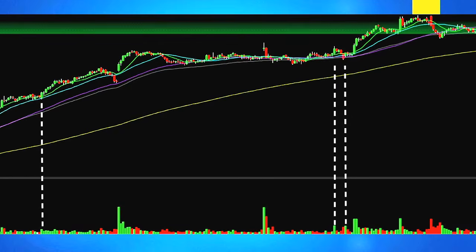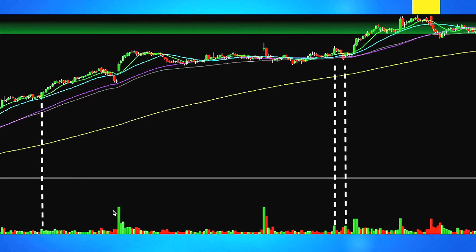So now let's get to Weight Watchers. Weight Watchers I thought was a good example. So if you look to the left of the chart here, doesn't look too significant, but relative to what it's had, it's a pretty significant day. So we've got a pocket pivot and the stock trends higher.